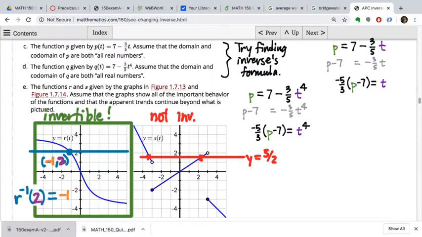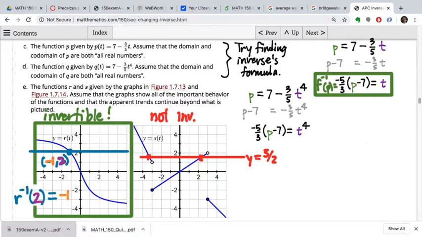Okay, so formulas. Part C, we started with the formula P equals 7 minus 3/5 t, and then we put an exponent of 4 on it the second time around. Again, I claim one of these was invertible and the other one was not. Which one is definitely invertible? The one without the exponent, because if I just rearrange this equation to solve it for t, I get a formula right here. T equals -5/3 times p minus 7. And I could call this f inverse of p.